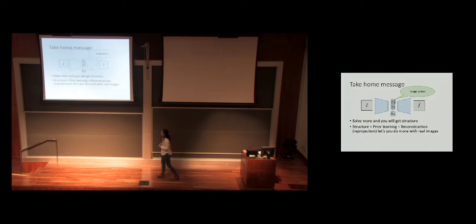Okay, so the take-home message, that's it. The take-home message is to solve more. Sometimes when you solve more, you can actually use the structure that we know about the image, and having the structure is already a prior. Then enforcing some kind of prior learning with the reconstruction loss lets you train more with real images, so that it doesn't have this domain gap problem.